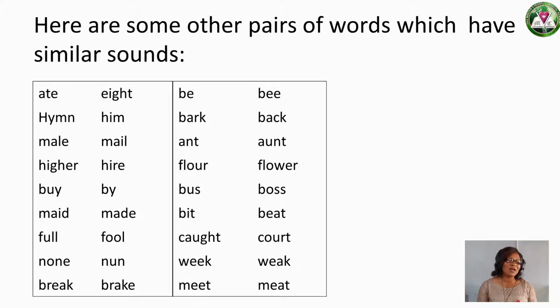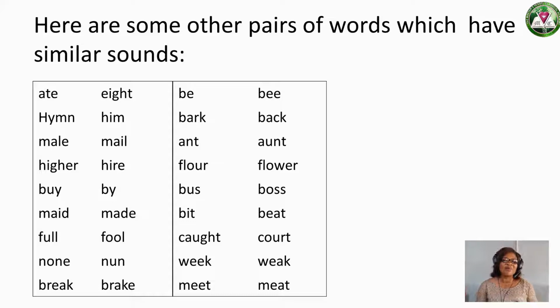Okay. The next word is N-O-N-E. None. And beside it, you have N-U-N. None. Another word there is B-R-E-A-K. Break. Beside it, you have B-R-A-K-E. Break. Okay, let's go on. We have also B-E and B-E-E. Both of them have the same sound. B. B. But their spellings are different as well as their meanings. Okay?